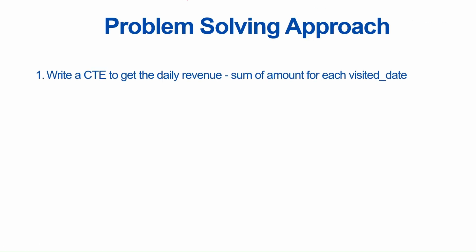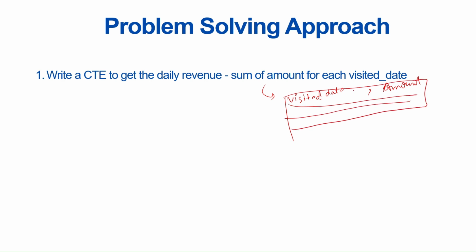So your first step would be to write a CTE to get the daily revenue, which is the sum of amount for each visit date. It should be something like visited date along with the amount. Amount will be nothing but the sum of amount. So that's how your table should look. It should have columns like this.